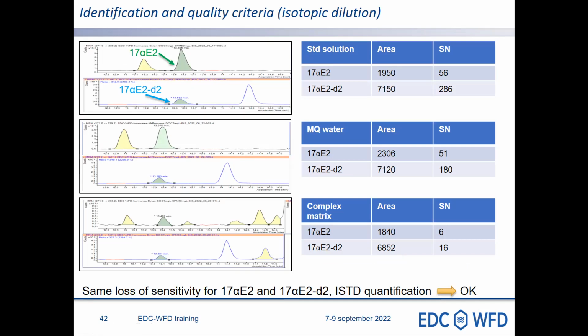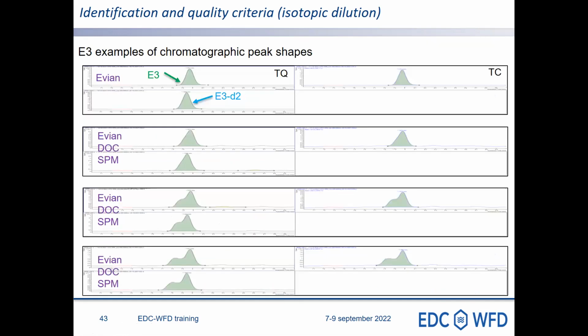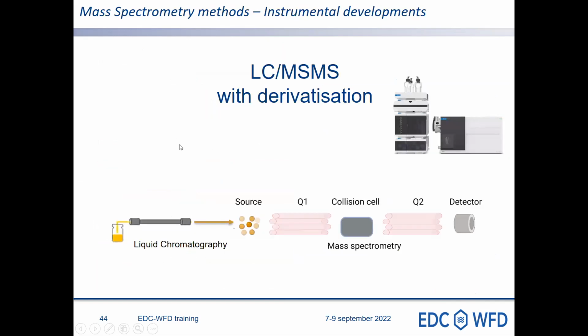Internal standard compensates, I would say, for some lack of robustness of the method. It is really an important tool to implement. And this is once again the demonstration here. Internal standards really fit with the substances they are supposed to quantify. Now we will go to another part of this presentation.